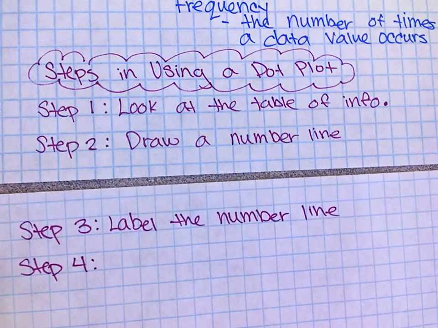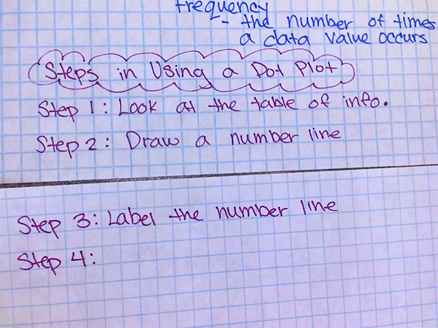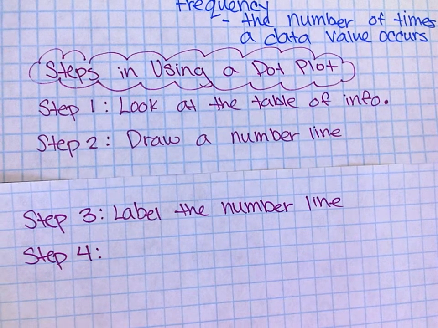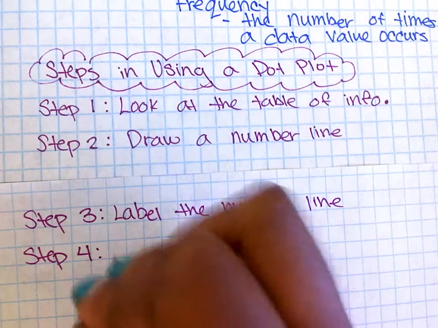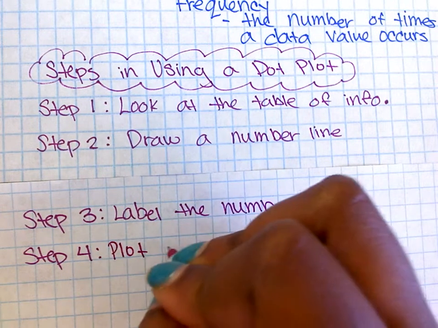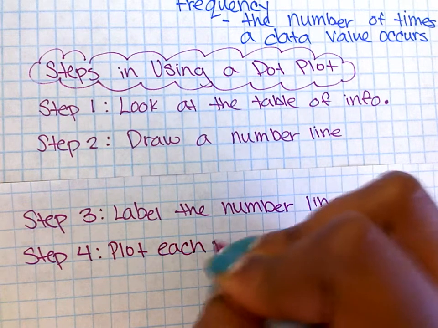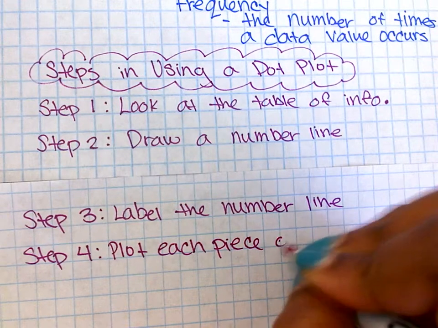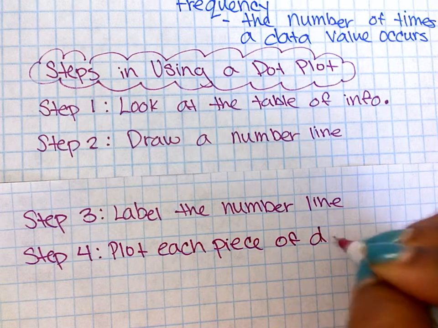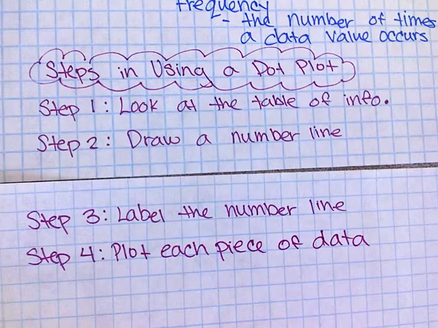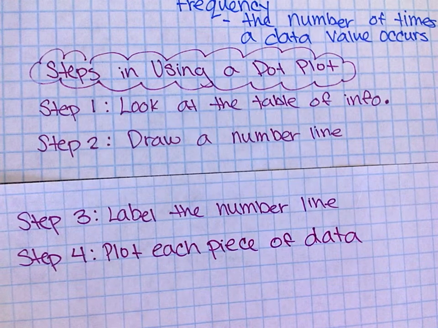Step 3, you're going to label your number line. So again, if it goes up to 20, then you need to do your number line up to 20. If it only goes up to 10, only label up to 10. Step 4, you're going to plot each piece of data. So let's plot them all on the line.